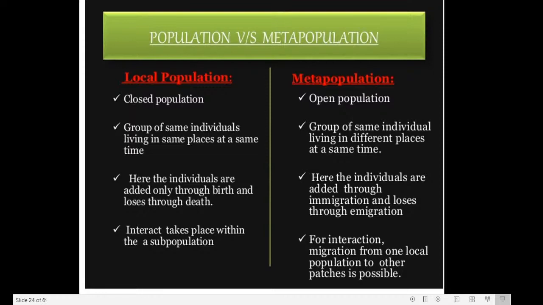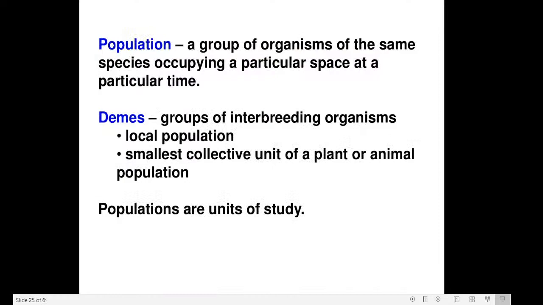What is a deme in the population? We have the term deme. What does this term mean? It's a group of interbreeding organisms. Interbreeding organisms make a local population. It may be the smallest collective unit of a plant or animal population. These are the hybrids. This population is a unit of study. The deme is a group of interbreeding organisms.